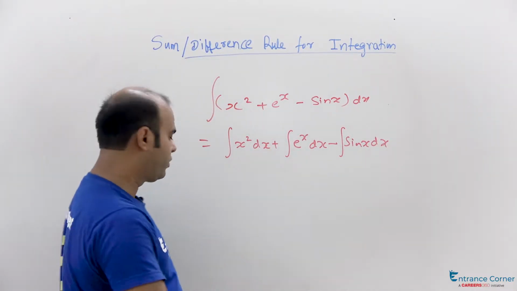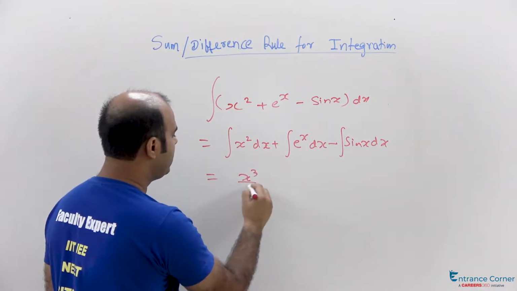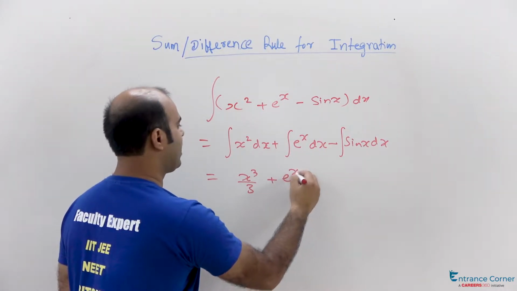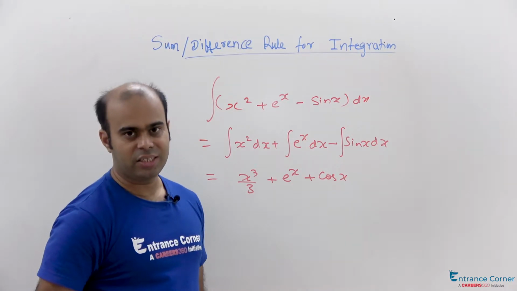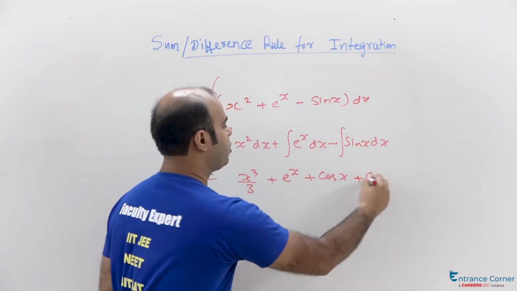So we can write it like this. The final answer would be x cubed by 3 plus e to the power x plus cos x, as the integration of sin x is minus cos x, plus constant of integration.